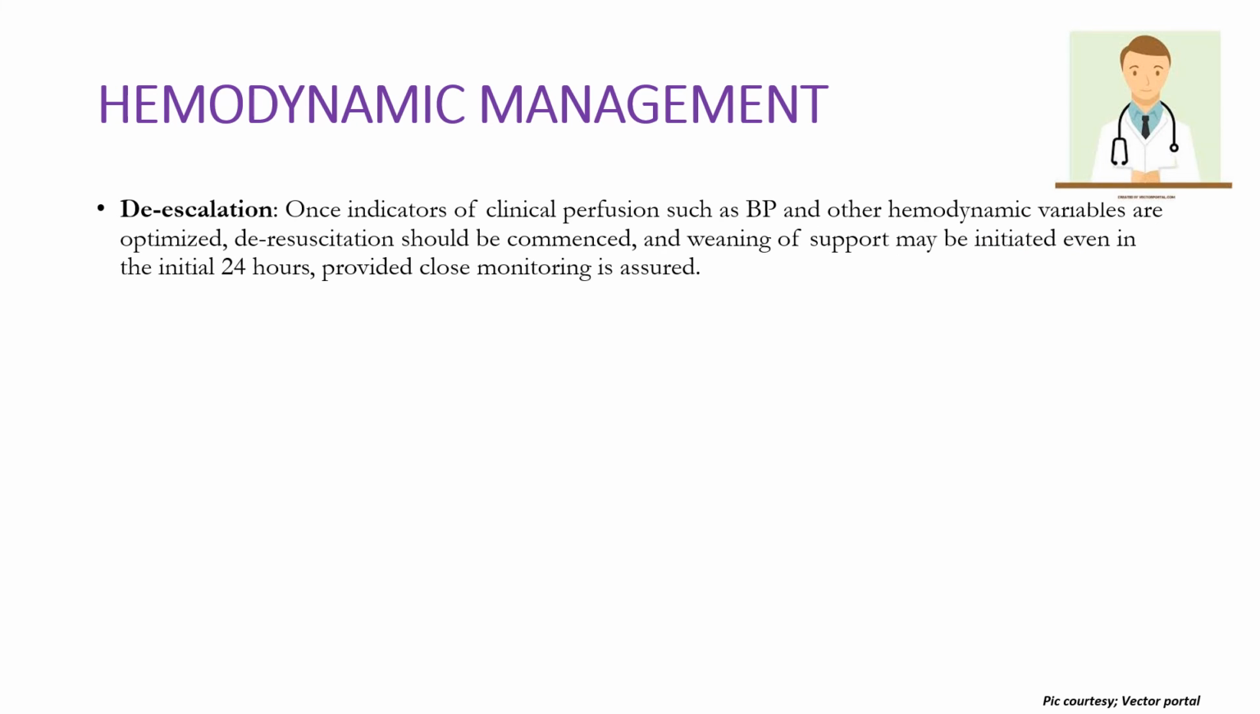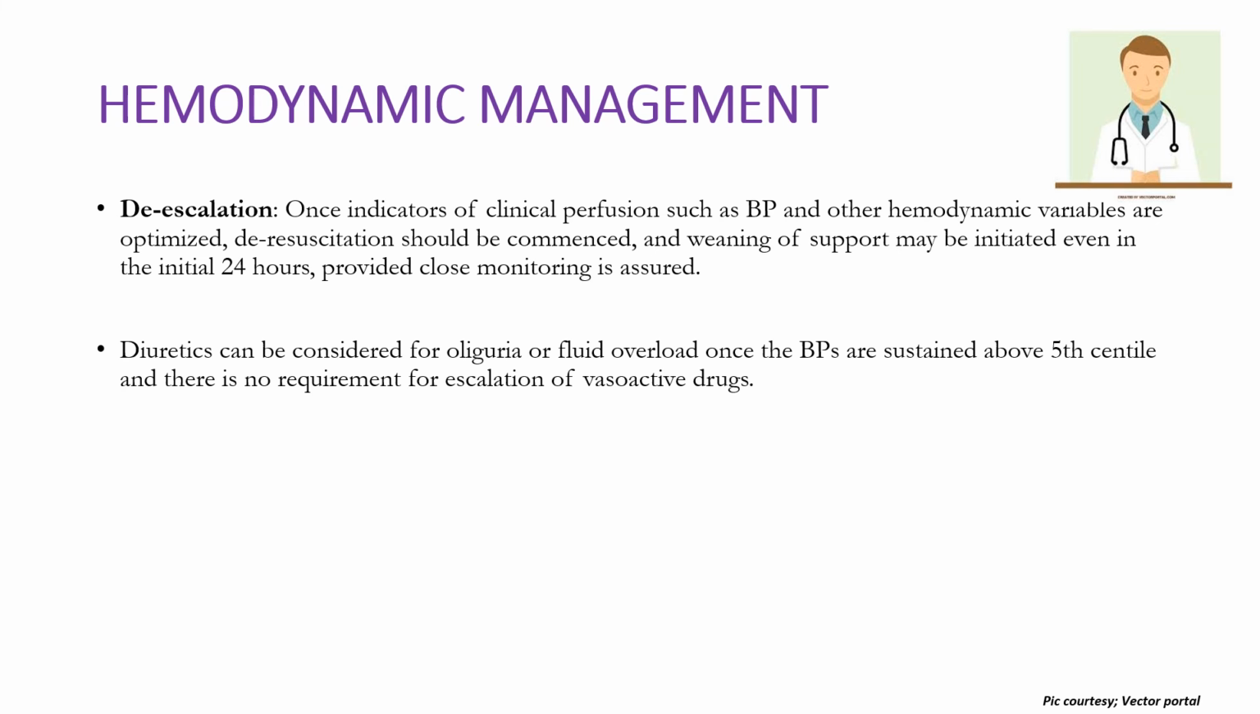Once the indicators of clinical perfusion such as blood pressure and other hemodynamic variables are optimized, de-resuscitation should be commenced and weaning of support may be initiated even in the initial 24 hours, provided close monitoring is assured. Diuretics can be considered for oliguria or fluid overload once the blood pressures are sustained above the 5th centile and there is no requirement for escalation of vasoactive drugs.